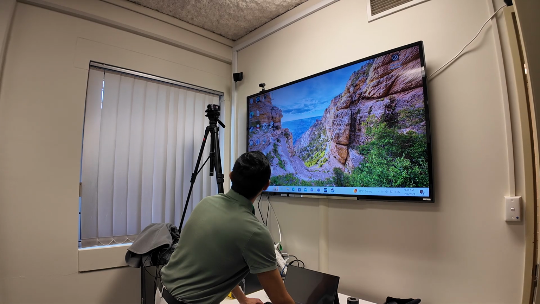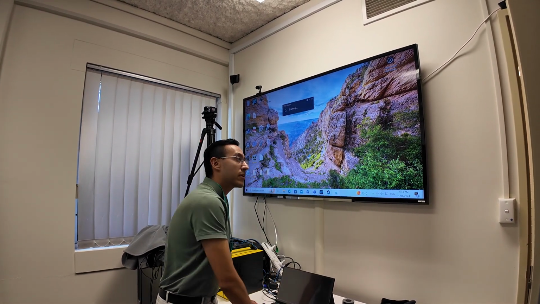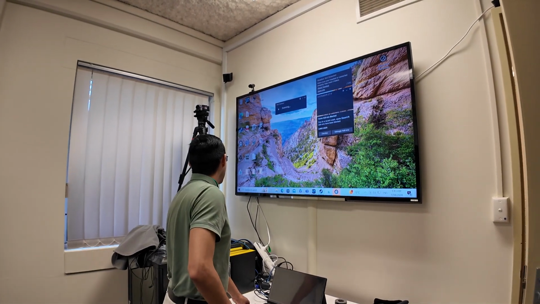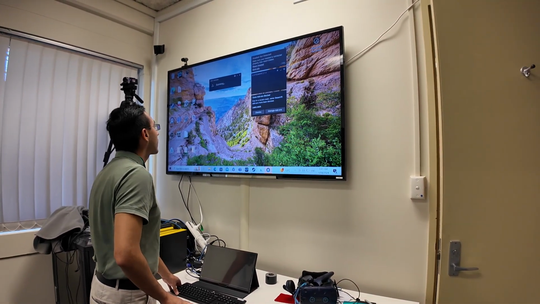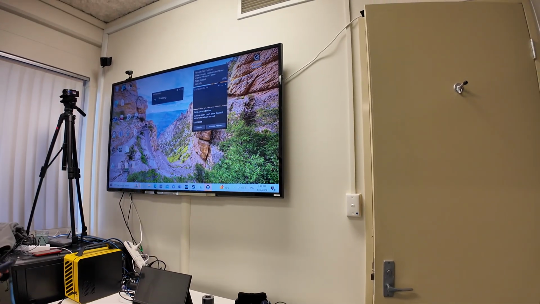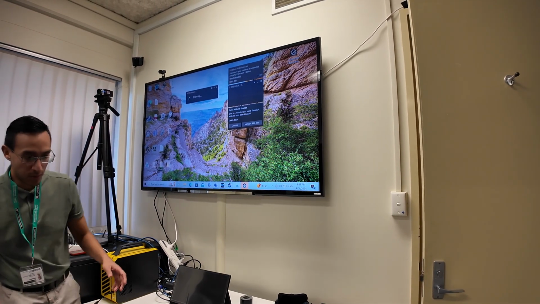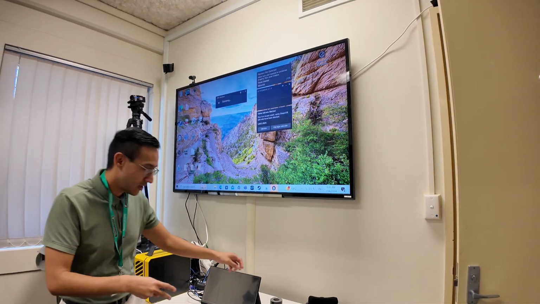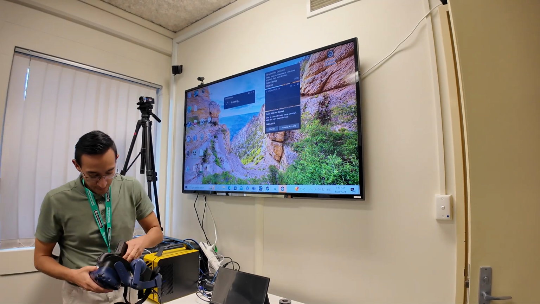We use Steam to run the programs. The programs are built in Unity. And we use some other APIs to capture different measures, like for example headset tracking, hands tracking, and eye tracking. Yeah, eye gaze tracking as well.